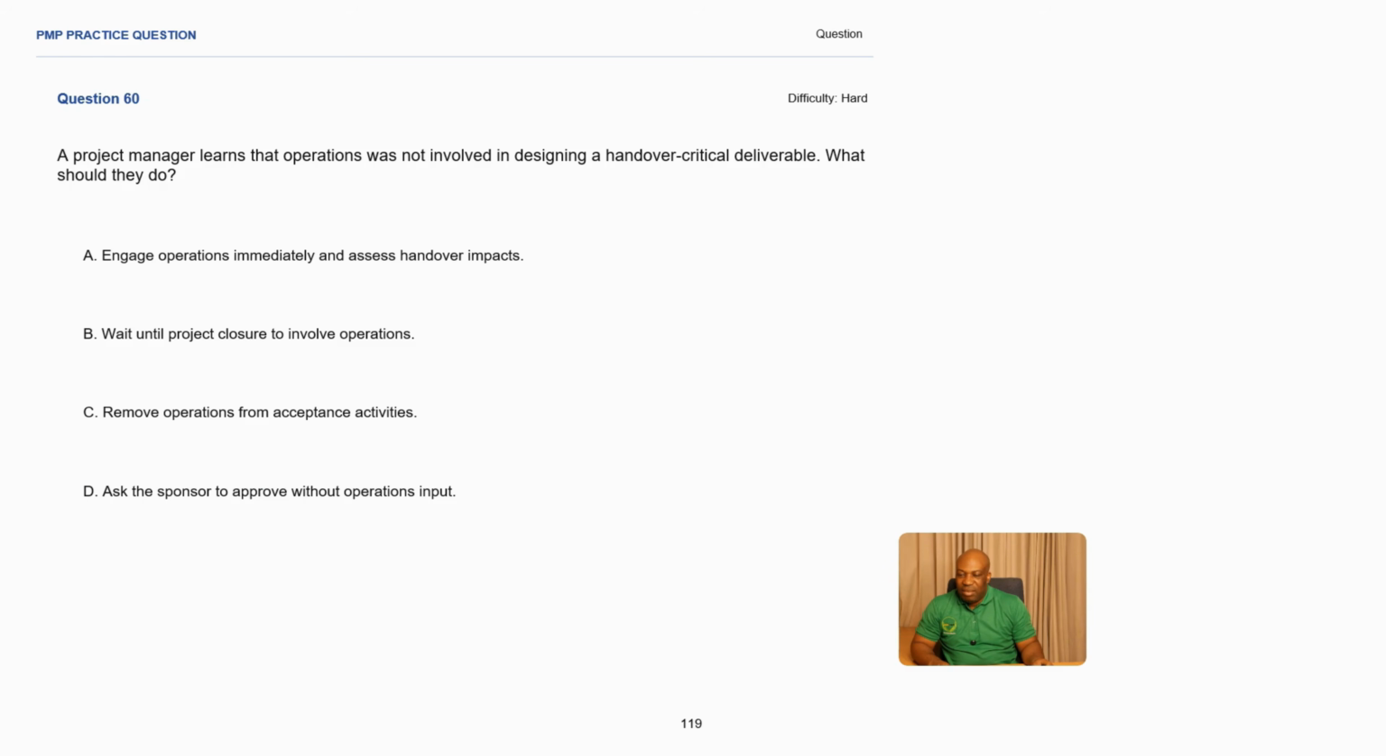Practice question number 16. A project manager learns that operations was not involved in designing a handover critical deliverable. What should they do? Okay. So our problem statement here is a project manager is learning that operations was not involved in designing a handover critical deliverable. So one of the stakeholders, which is operations, was not involved. What should the project manager or what should they do?